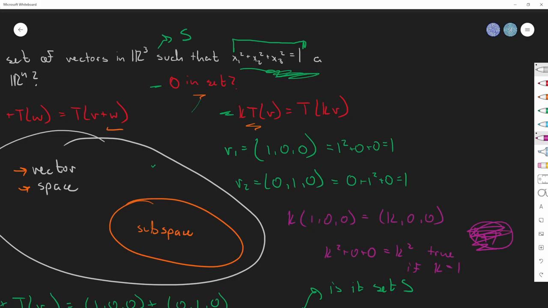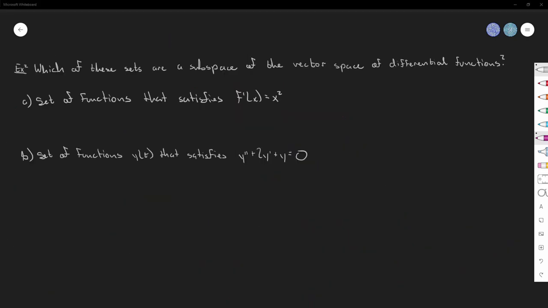the next example. In our next example, we have to find which of these sets are a subspace of the vector space of differentiable functions. You need to have a little bit of calculus background to know what a differentiable function is, but I'm going to make the assumption that you do know what they are, and we're just going to go ahead and do the example.